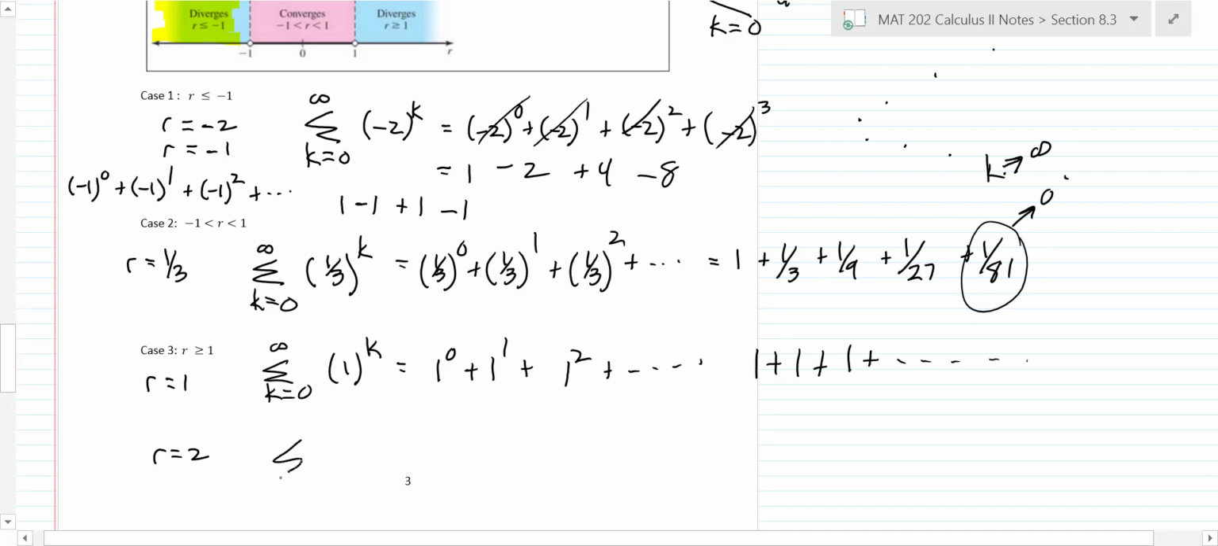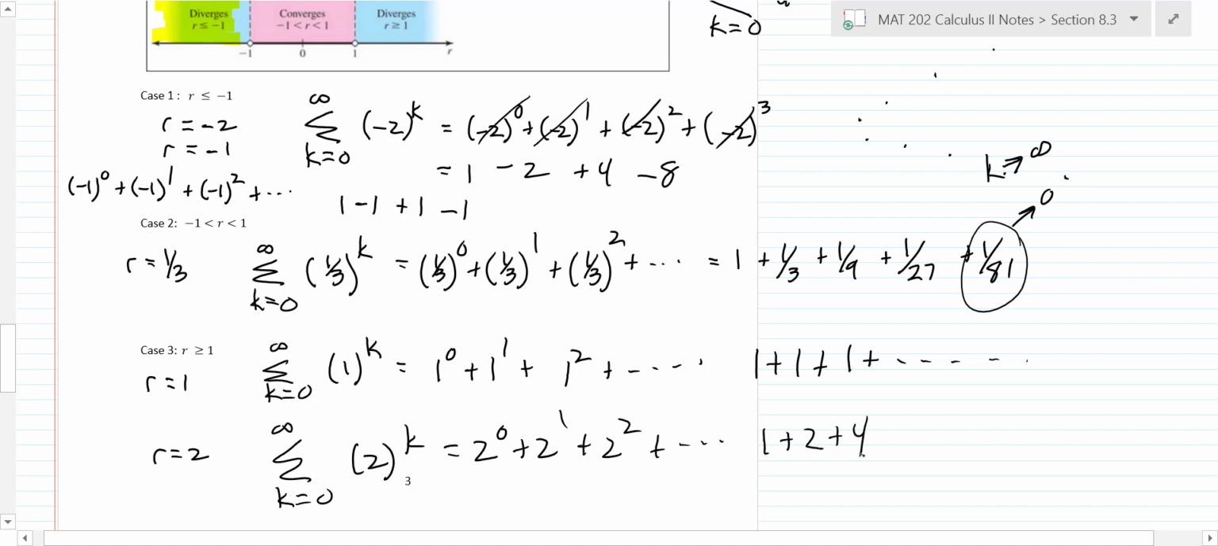How about if you did 2 to the k, k equals 0 to infinity? Well, your terms would go 2 to the 0, 2 to the first, 2 to the second, and so forth. So you would end up having 1 plus 2 plus 4. Everybody see clearly that that diverges.